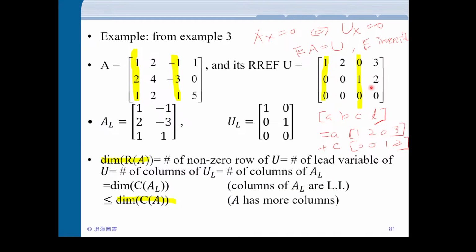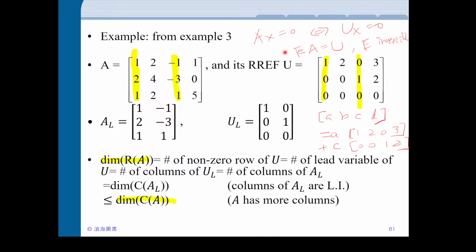So maybe we can call it the lead columns. So we take the lead columns together, and we get this UL. Okay, and then now we look at the indices of the lead columns. So this is the first column and the third column here.